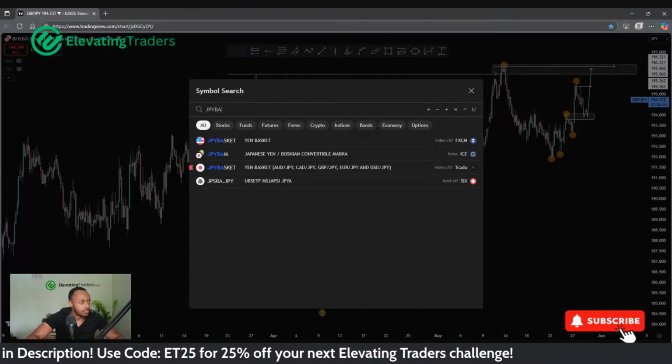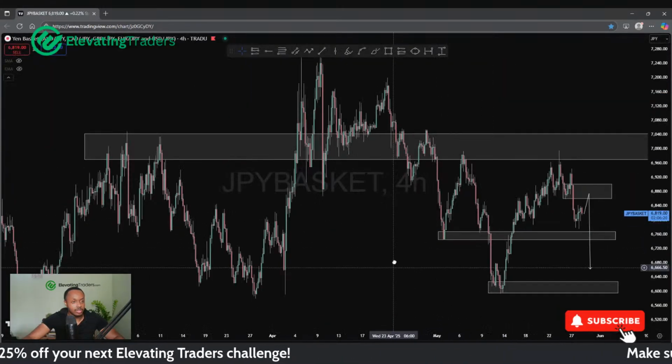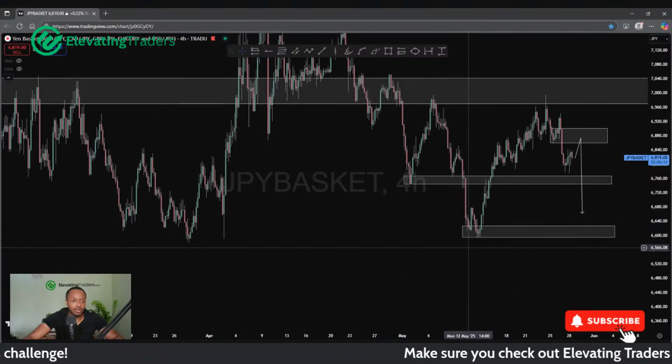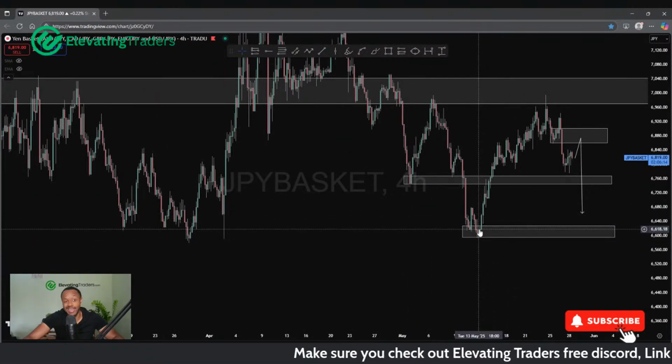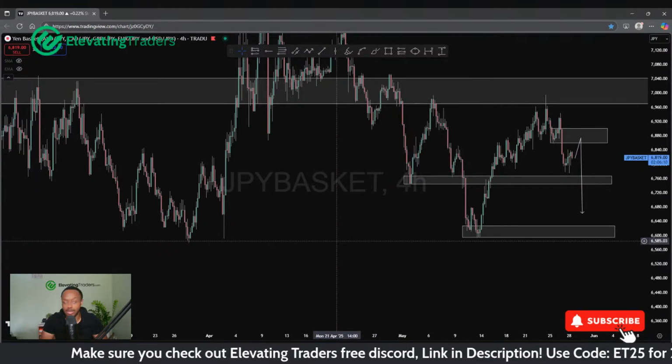And the yen basket as well, I'll be pretty bearish on this one. I'm looking to see if price can return back to the lows here at 66.10, which should give us a pretty big move for the yen pairs if that was to happen.